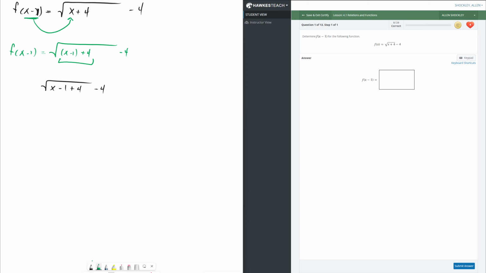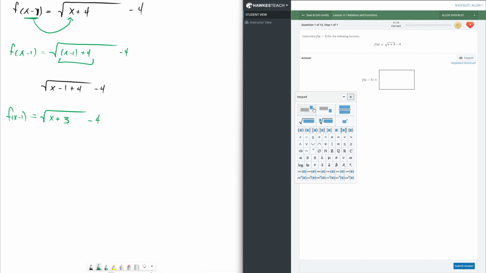Again, these are just numbers that are sitting inside of the radical. So we'll just say x plus 3. 4 minus 1 is a positive 3, and then minus 4. You might be tempted to combine these together, but remember, this is inside a radical, this is outside the radical. They don't play well with one another, so we're going to leave it alone. So for us, the function of x minus 1 is equal to the radical of x plus 3 minus 4.